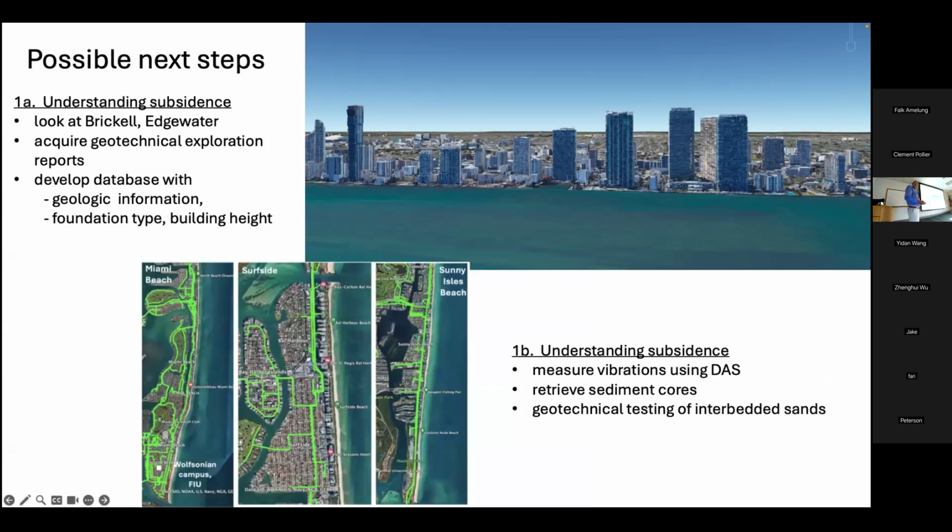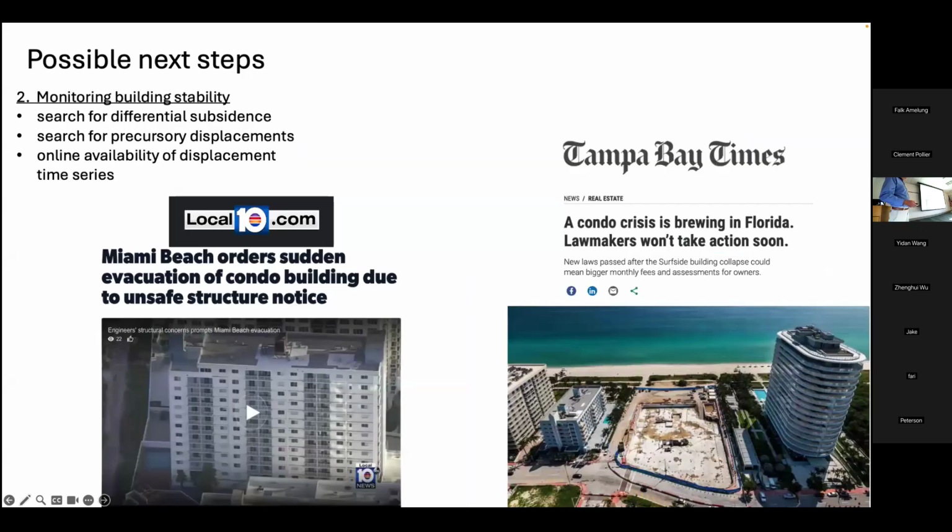We hope to eventually get the vibration information using a DAS, a distributed acoustic sensing network. We wrote a proposal but it didn't get funded. Hopefully we will eventually get a proposal funded to get some sediment cores and do geotechnical testing of those interbedded sands. That is what is really needed. We just have a hypothesis of what's causing the subsidence, and we need to get those samples.